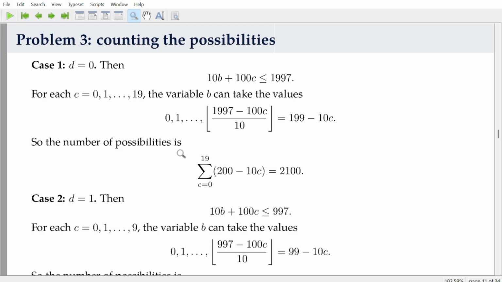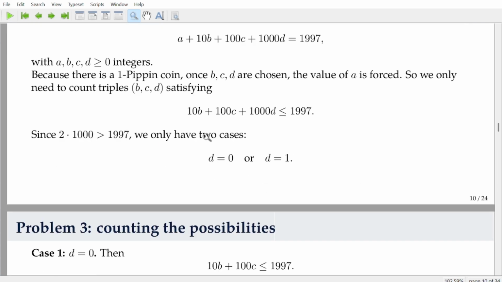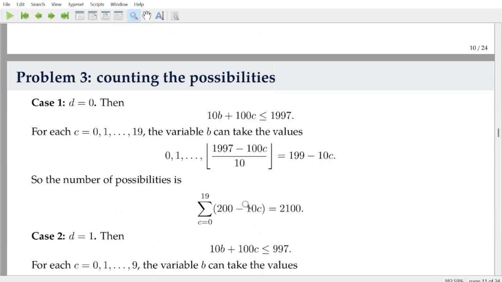Okay, I'm assuming you know the typical methods to evaluate sums like these. Hopefully you should know by now that the sum of the constant 200 from c equals 0 to 19 is just going to be 20 times 200, right? And then the sum from c equals 0 to 19 of c is going to be your typical n times n plus 1 divided by 2, so that's going to give you 190. So basically what you're doing there is 20 times 200 minus 10 times 190, which gives you 2100, exactly as we said. So that's the case when d equals 0. That's how many possibilities there are if d is equal to 0, for which this equation here is true.